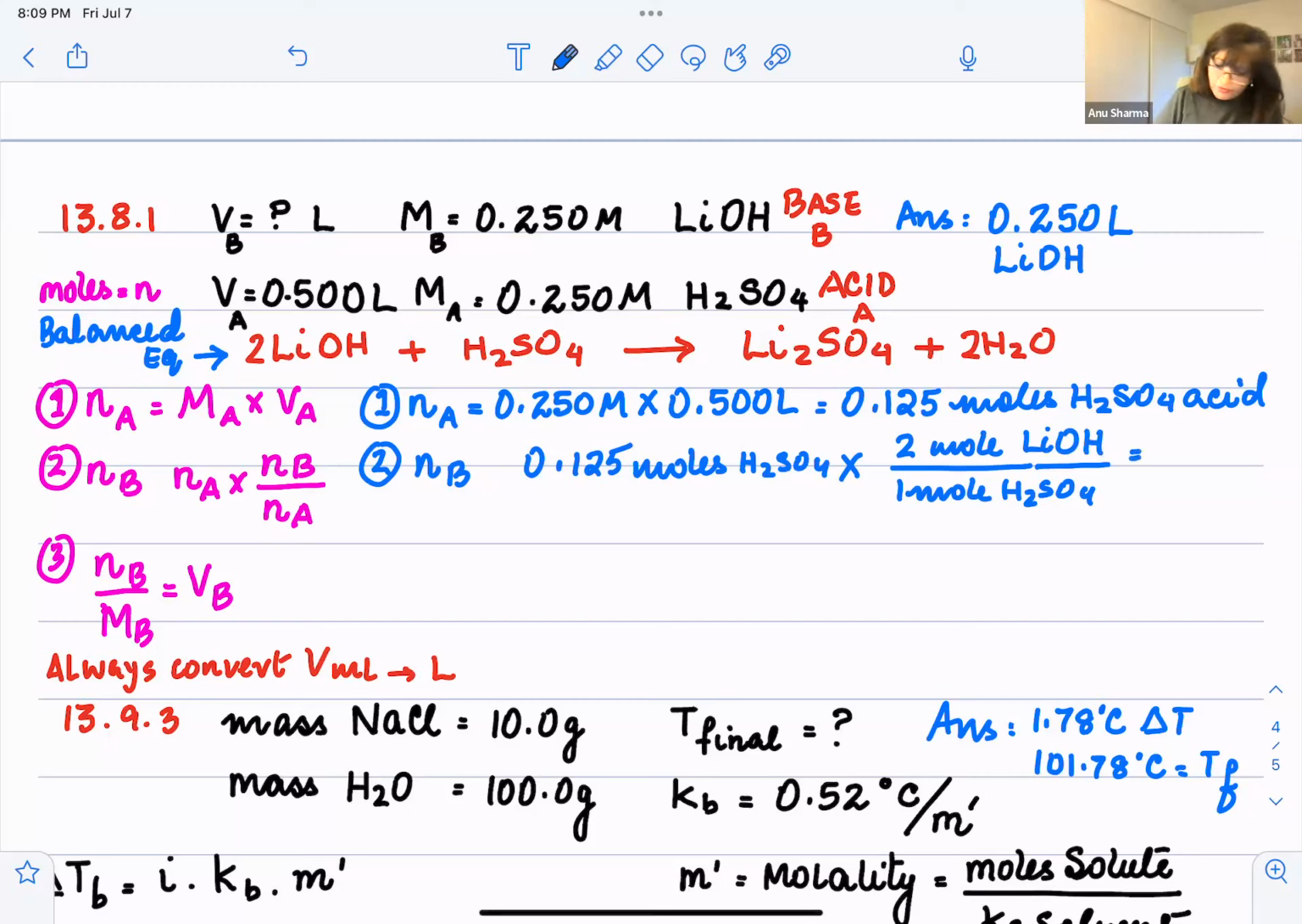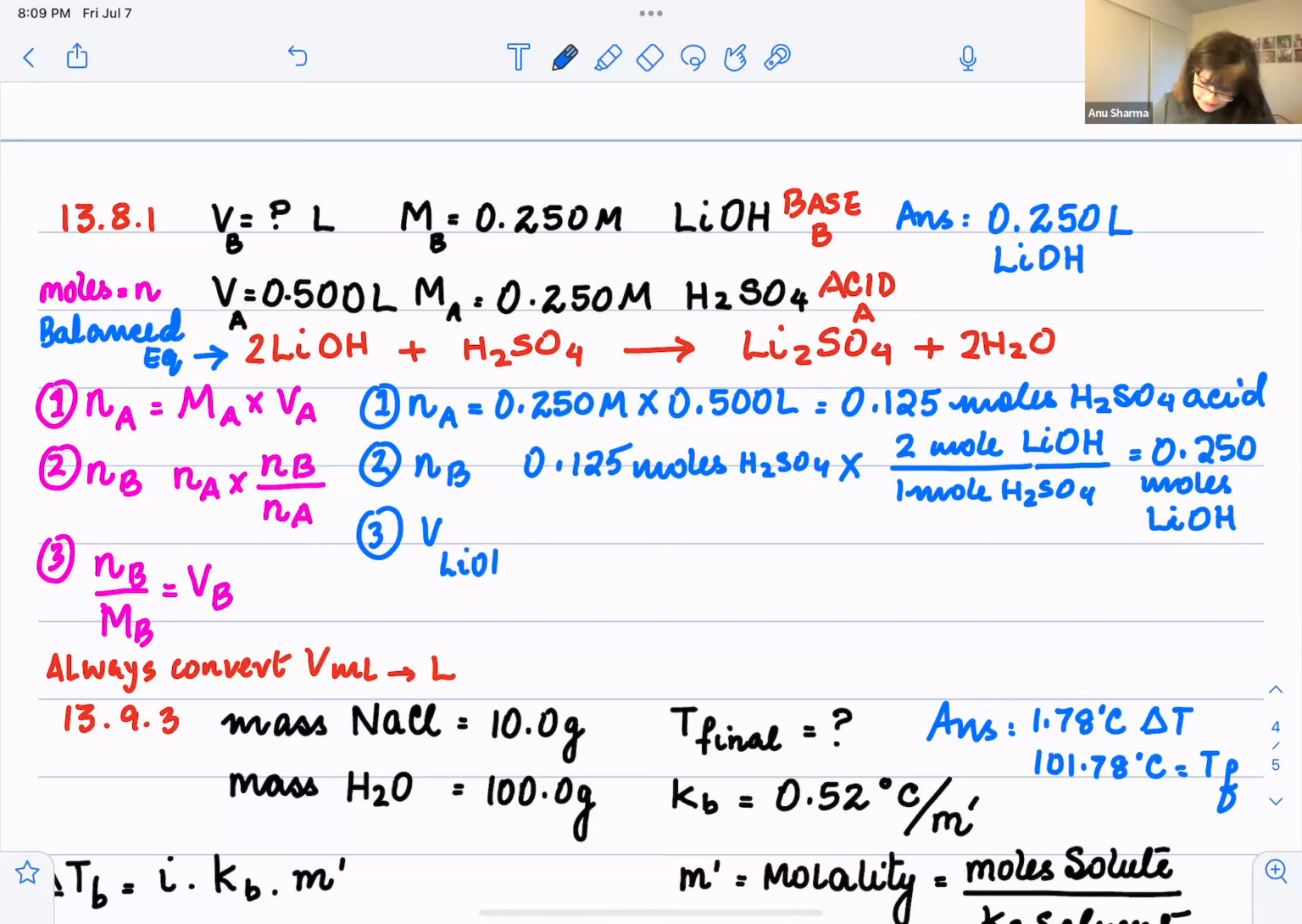Okay, and what do you get here? 0.125 times 2 divided by 1, and this is equal to 0.250 moles. And these are the moles of lithium hydroxide. Next, we need to find the volume. So the volume of lithium hydroxide in liters is equal to the moles of LiOH, which you calculated on the top, over the molarity of LiOH.